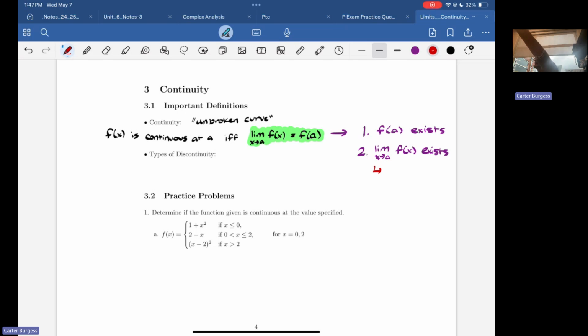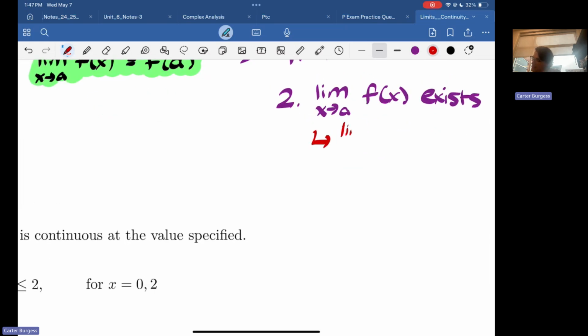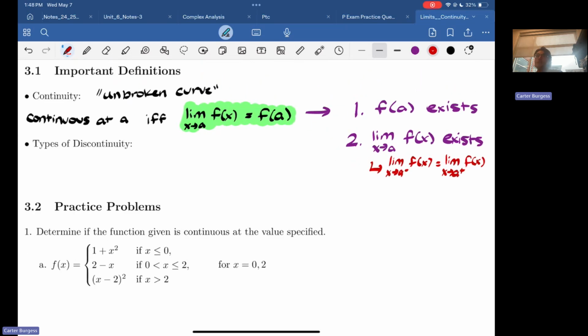I have to show that both sides agree. So we have to show that the limit as x approaches a from the left matches the limit as x approaches a from the right. Okay. And then the third thing is the actual thing that we're trying to demonstrate, that they match, right? That the limit that we have confirmed exists, in fact, matches the value that we get, the output that we get at a.